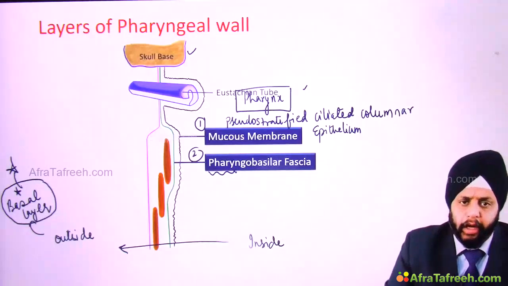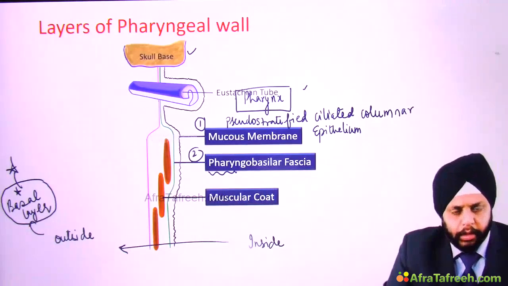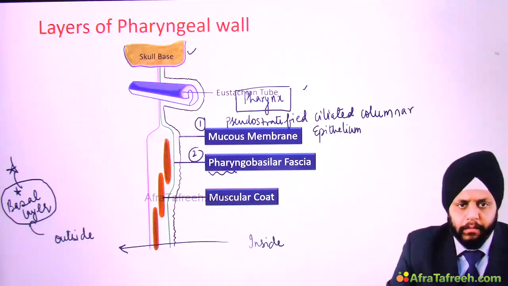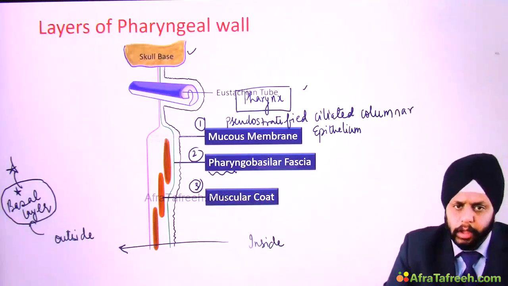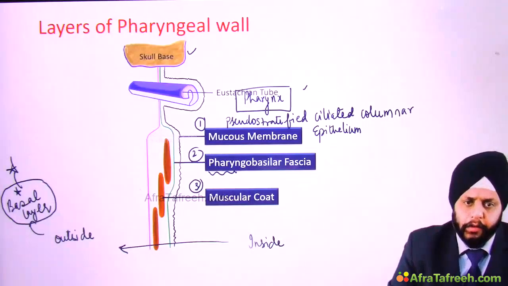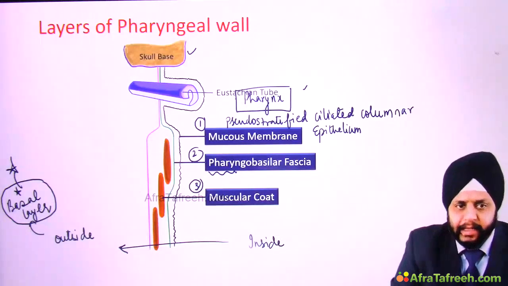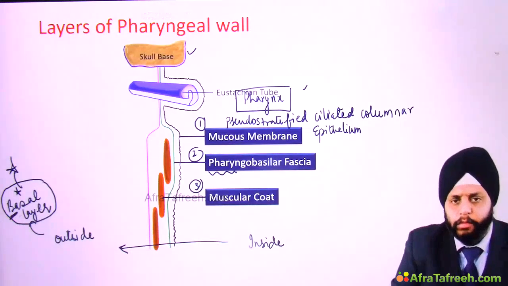Now below that, we'll find the muscular layer. Okay, so we have the number 3 layer, the muscular coat, and the number 4 layer. Now you see, this number 4 layer is near the basal layer. So B has to come first.